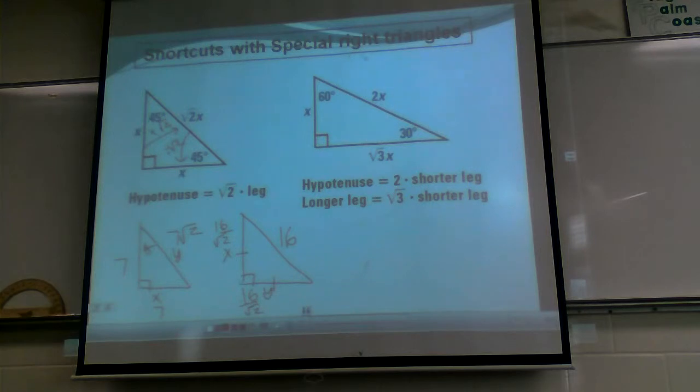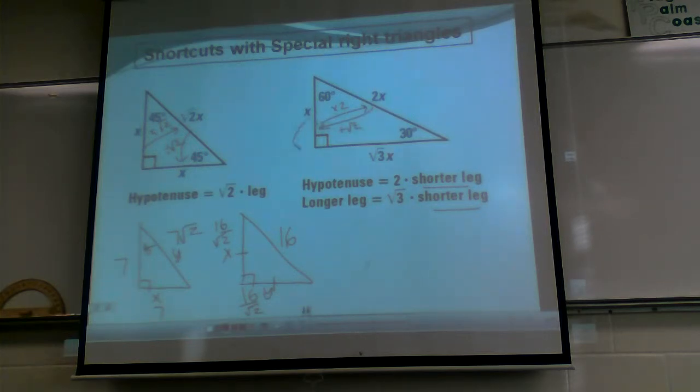Okay? Now, this one over here is a little bit more involved, because the main thing you have to remember is find the shorter side first, because what's up there is all in relation to the shorter side. So the biggest thing you have to do if you're doing this with the shortcut is find the shorter side first. Alright? From the shortest side, to get to the longest side, you multiply by 2. If you're going backwards, you would divide by 2.